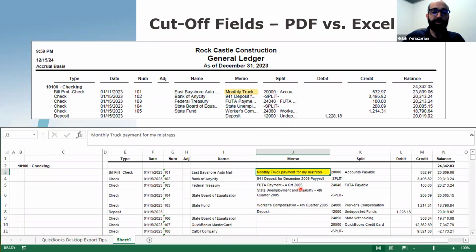So these kinds of fields, as I mentioned, could also be hidden. If I'm exporting something to PDF, you have to make everything fit.